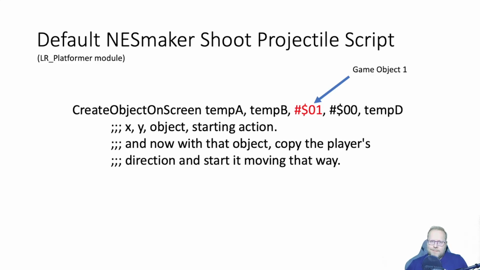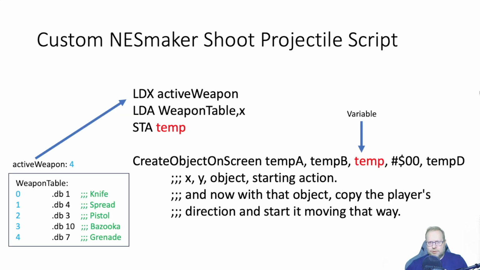But what if we wanted something more like we just talked about, being able to shoot with a lot of different kinds of weapons? Well, let's make our own custom script here. Let's make a custom NESmaker shoot projectile script. What we do here is basically what we did just a second ago. Here we have this code to create an object. But before that, I say load X with active weapon, just like we did before. Load A with weapon table, comma X. Again, exactly the same thing.